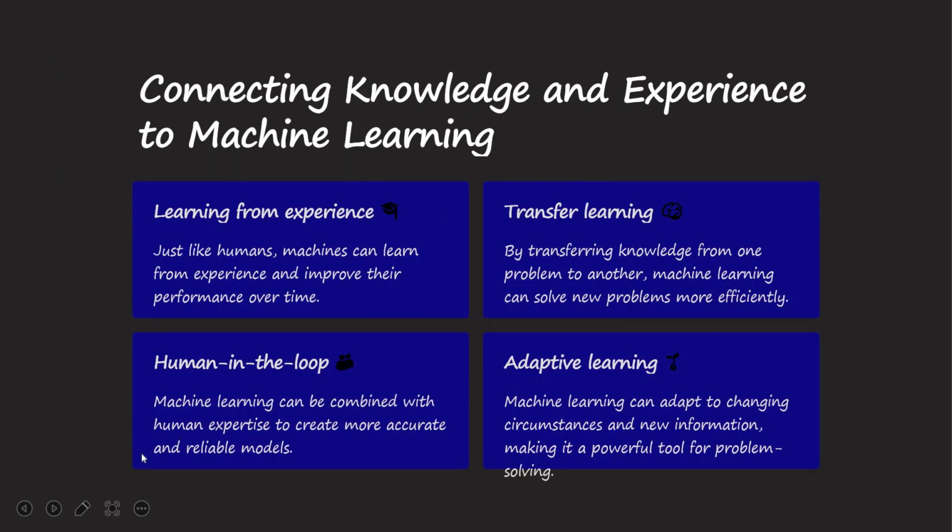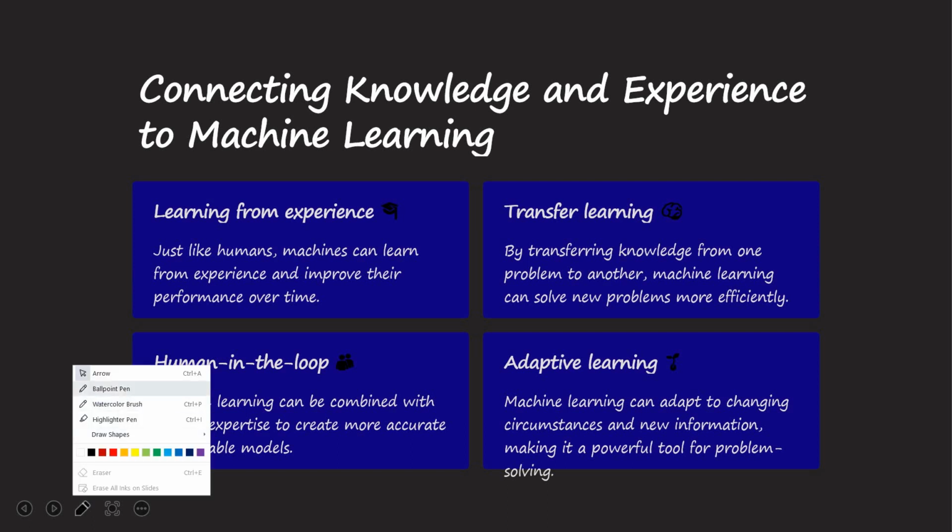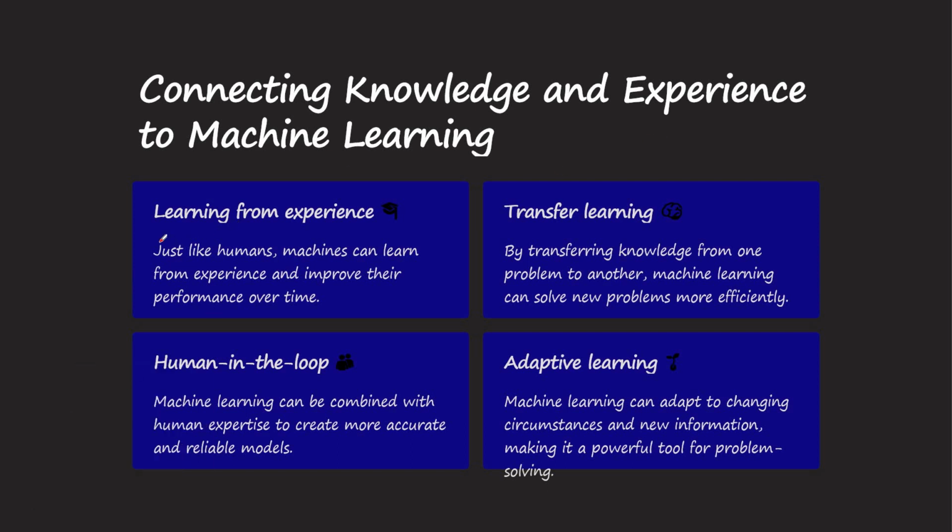Now moving on further, the next point is connecting knowledge and experience to machine learning. The first one is learning from experience. As human beings, we all learn from our experiences. Just like humans, a machine can learn from its experience and improve its performance over time. How can a machine learn from its experience? Suppose we have created a machine learning model, and it is trained on a training set T1. Suppose it has performed with 85% accuracy.